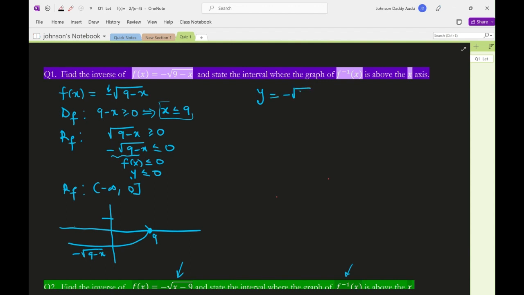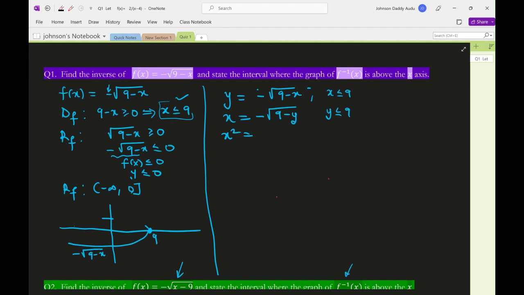To find the inverse, we set y to be minus the root of 9 minus x. So we interchange x and y. Here we already have our condition. What is the condition on x? The condition on x is coming from this domain, so we put it there. And here we can interchange x and y. So this is x, and this is going to be y. So now we interchange. The condition now is on y.